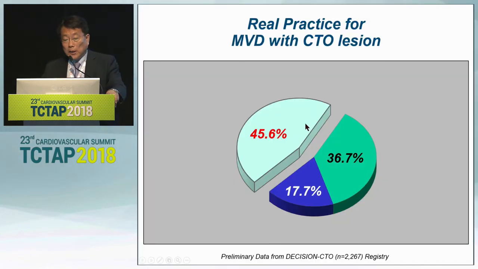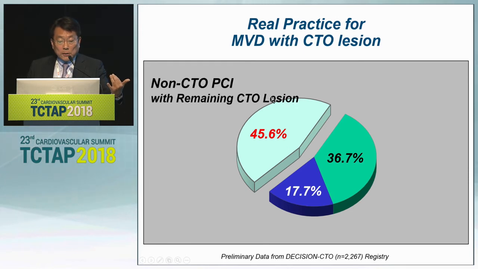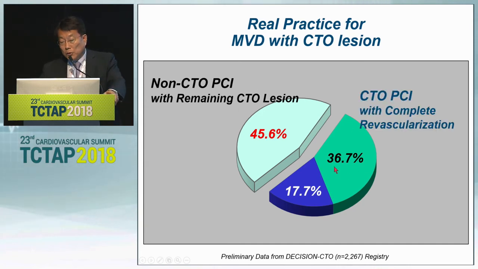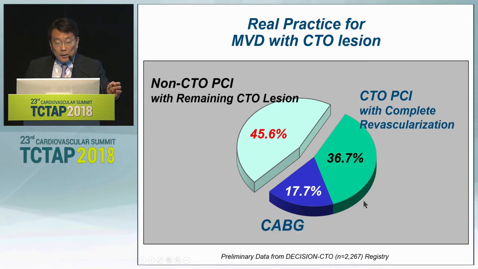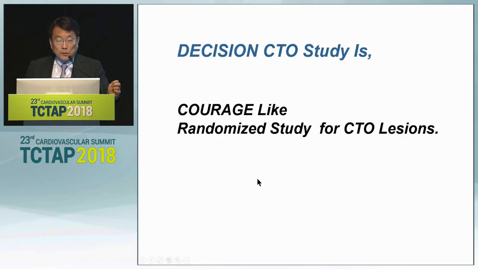So we analyzed our data, the CTO registry, including 2,300 patients in real practice, multivessel with a CTO. Look at this: more than 45.6% of patients we treated with non-CTO PCI with just the remaining CTO lesion, and 36.7% CTO PCI with complete revascularization, relatively where the J-CTO score is lower. And almost 20% of patients we sent to bypass surgery.